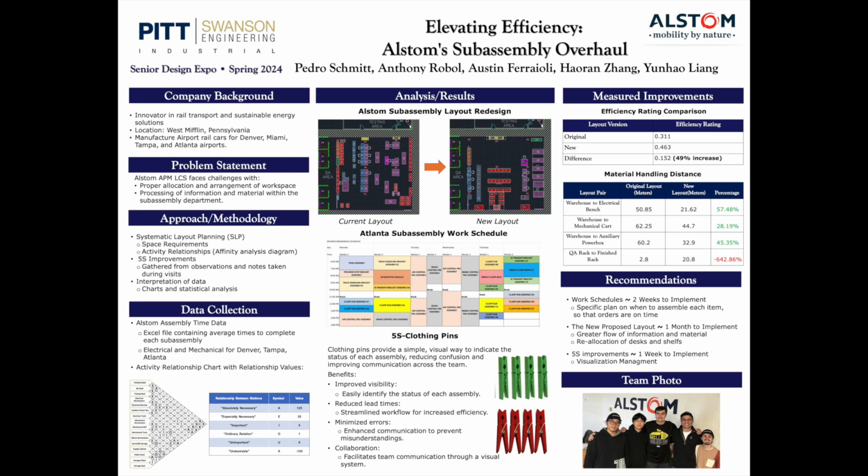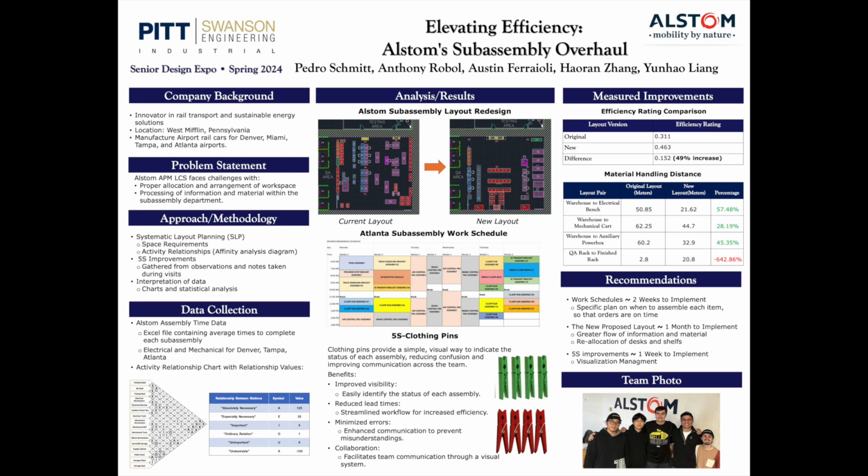And for the measurement improvement at the right side of our poster, the first thing we use is the efficiency rating comparison. We calculated the original layout scores and the new layout scores, and it shows that we have a 49% increase. And the second measurement is material handling distance. We can see the first three rows have improvement, and the last one has increased because of the reallocation of departments.